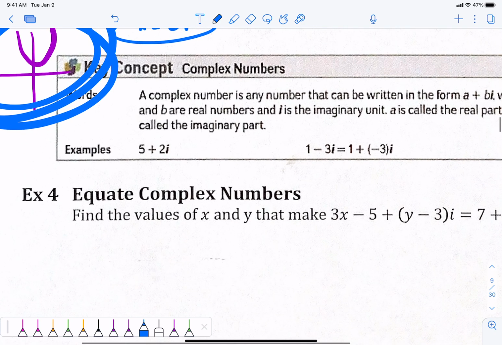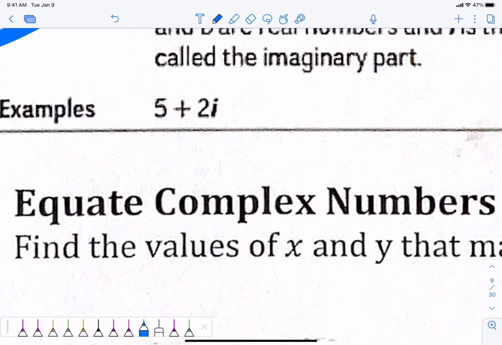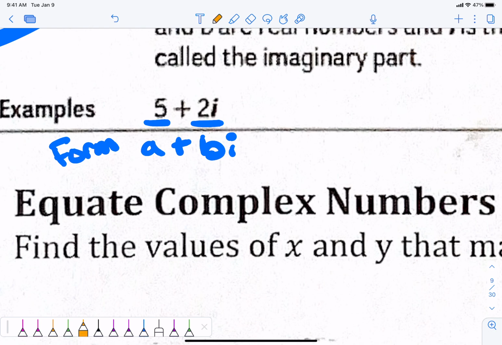All right, complex numbers. A lot of times a complex number is like a marriage of a real number and an imaginary number. If we take a look at this, 5 is a real number and 2 is an imaginary number. What they say is this is in the form of a plus bi. In this case, what is the a value? 5, and the b value is 2. So it's in a plus bi form.